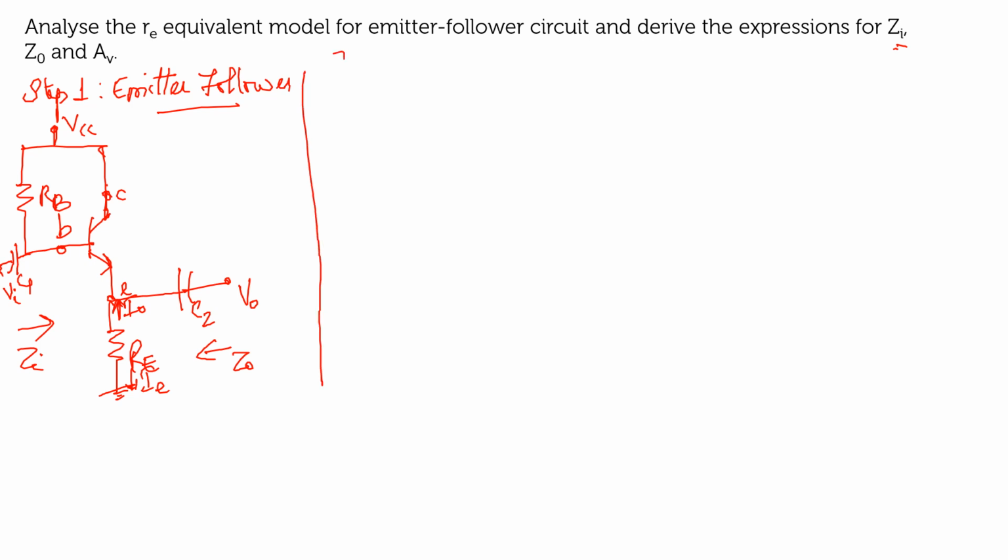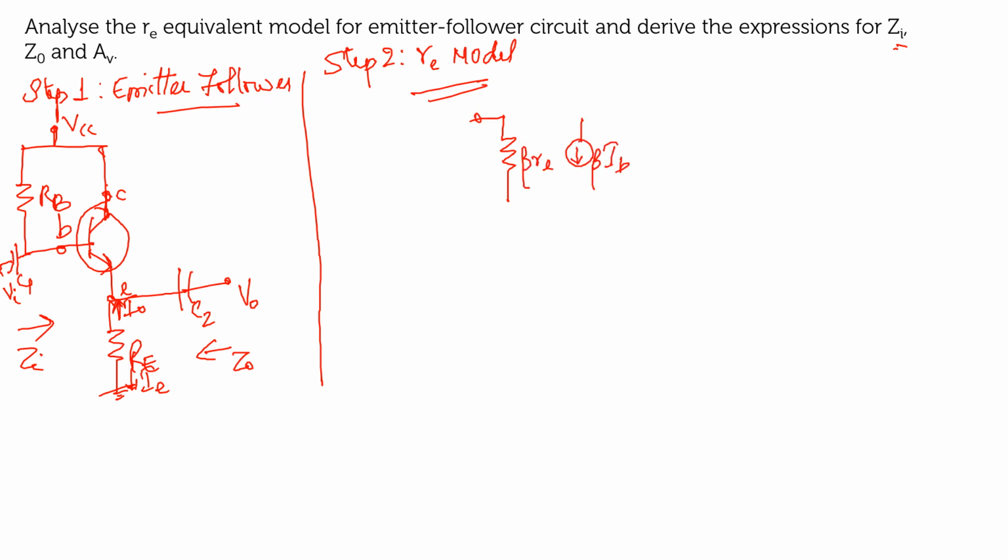Step 2, I am going to draw the re model of the emitter follower. So how will you replace? First you replace the transistor by its equivalent re model. Across the base you will have beta into re. Across the collector you have the beta IB current source in parallel with your output resistance ro. So this will be your collector terminal, base terminal. The current flowing through the base is your IB.